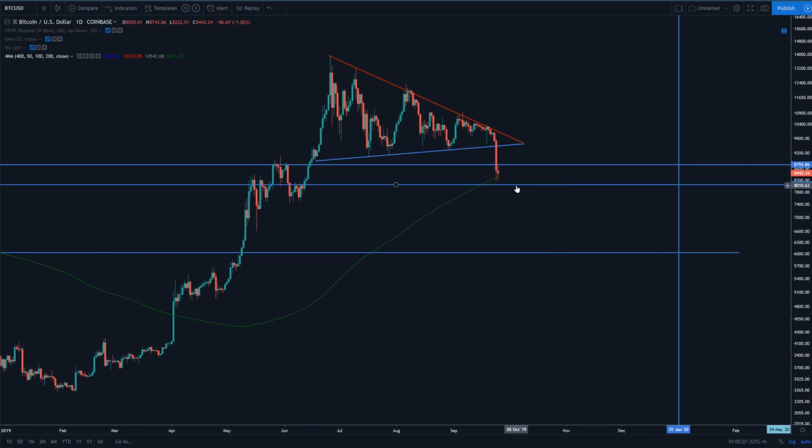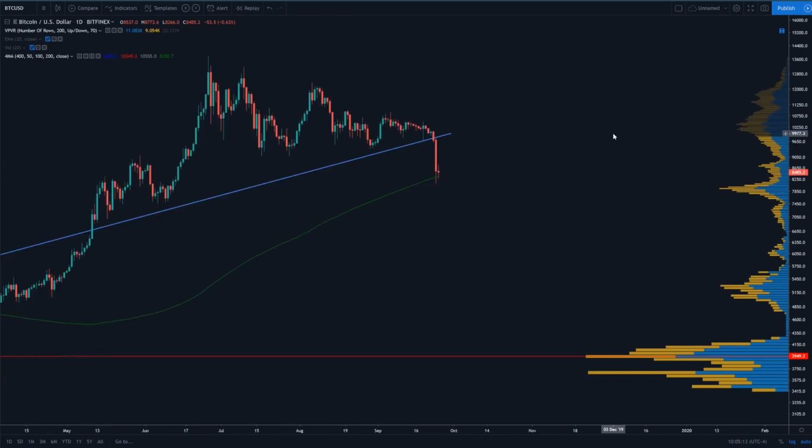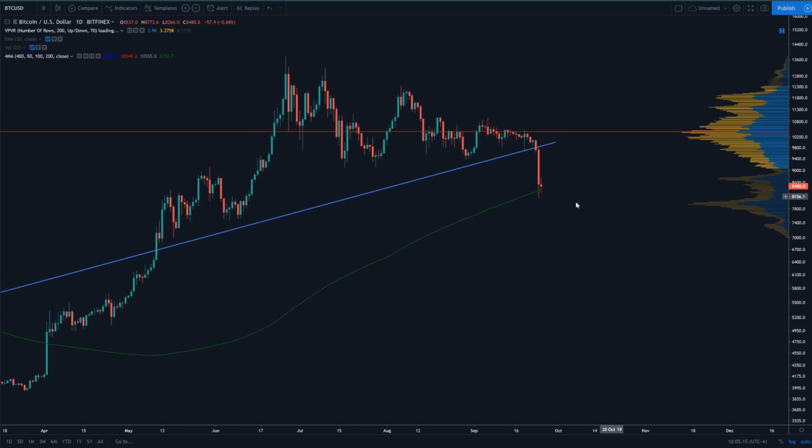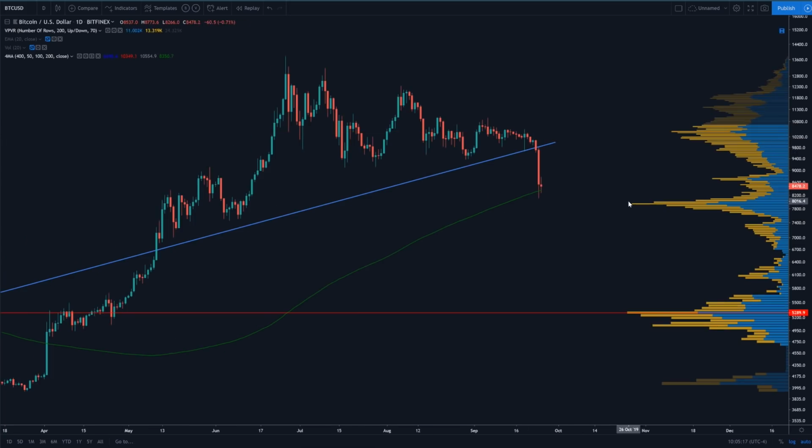But we also have another support level at 8K. And the reason we have a support level at 8K is because of our VPVR. If we look here on our VPVR, we're going to find that it lines up very closely with around $8,000. As we can see right in here, draw a horizontal line, boom, $8,000.